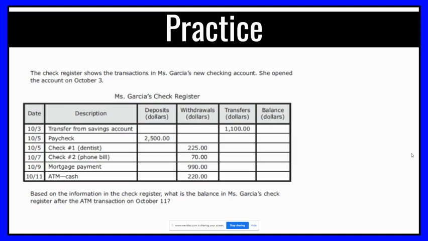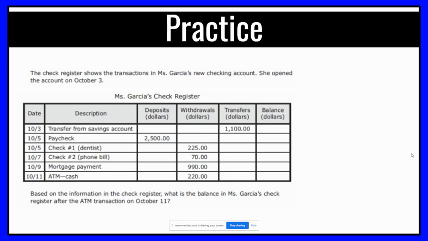So in our check register, I can see on October 3rd, I transferred money from my savings account. So I'm moving it into the checking. So you have to be careful if you're transferring from or to. If it's transfers to, you're going to subtract. If in this case, like it is, it's transfers from, I'm going to add. And then I have a paycheck, and then I had a couple of withdrawals.